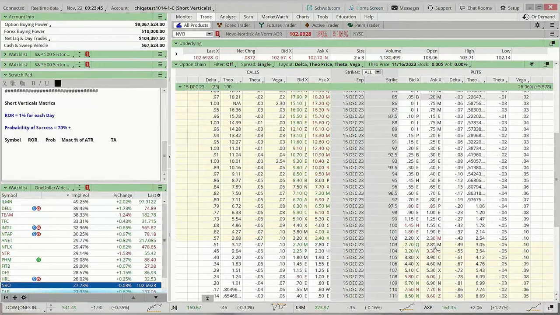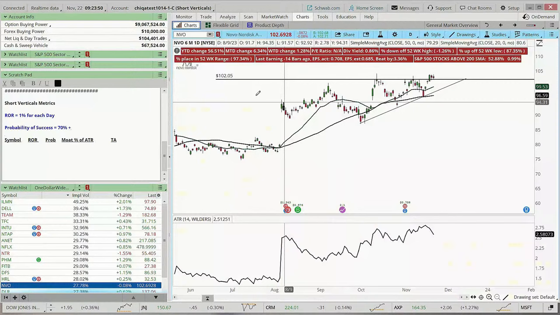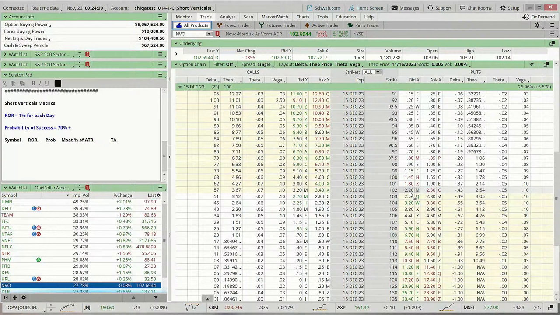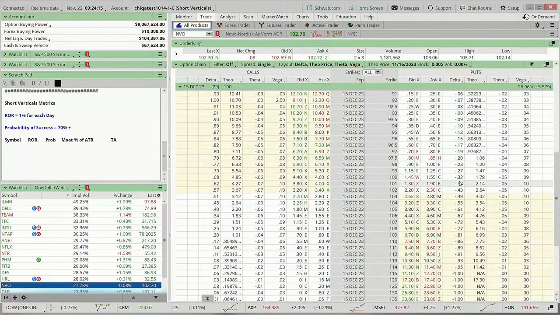Okay. So coming back up here and looking at our chart, we want to be below $102. So come back over here to the trade page. Here is 102. We want to be below that. We also want to look at our delta right here. Our delta is giving us a theoretical probability of success. We want our theoretical probability of success to be 70 or higher, so we're looking for a delta that's 30 or lower. And it looks like we get to that point at the 99. So we'd be looking at doing a 99 by 98 short vertical in here.